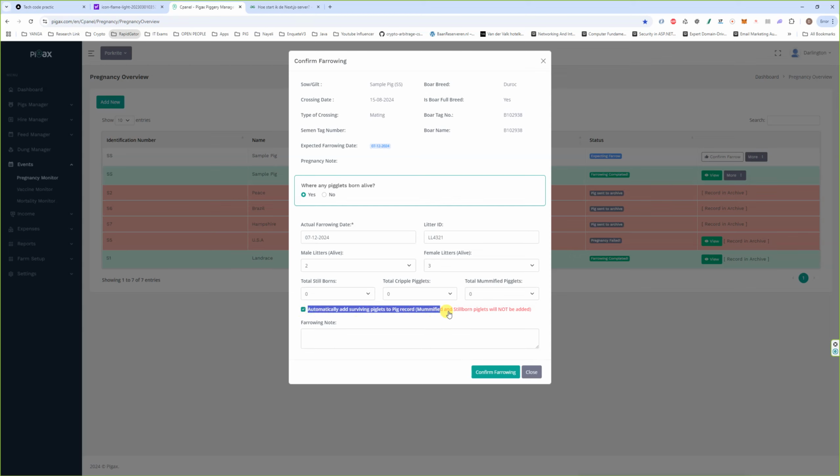It also tells you that if out of these 5 you selected that 2 were mummified and 1 was stillborn, it's going to subtract 3 from this 5. That means when it registers these pigs, it's going to register only 2, because 3 died. You understand? So let's just have that in mind. For now, I'm going to leave it at 0.